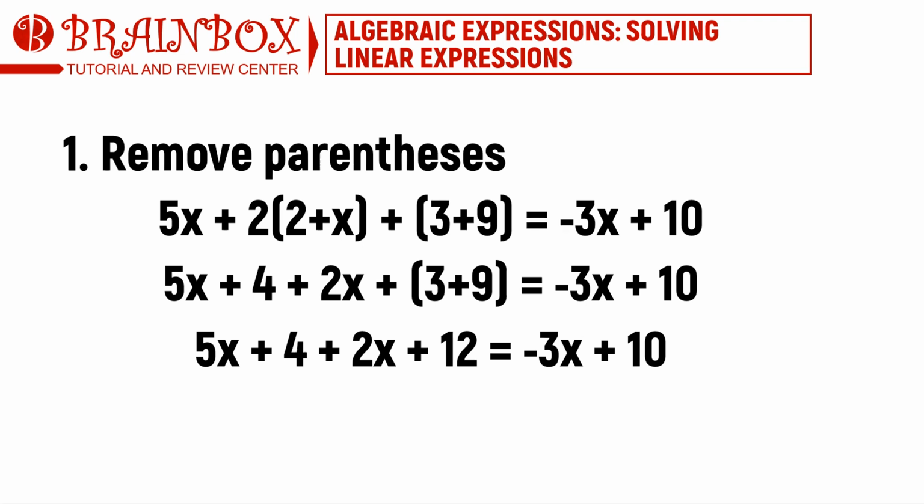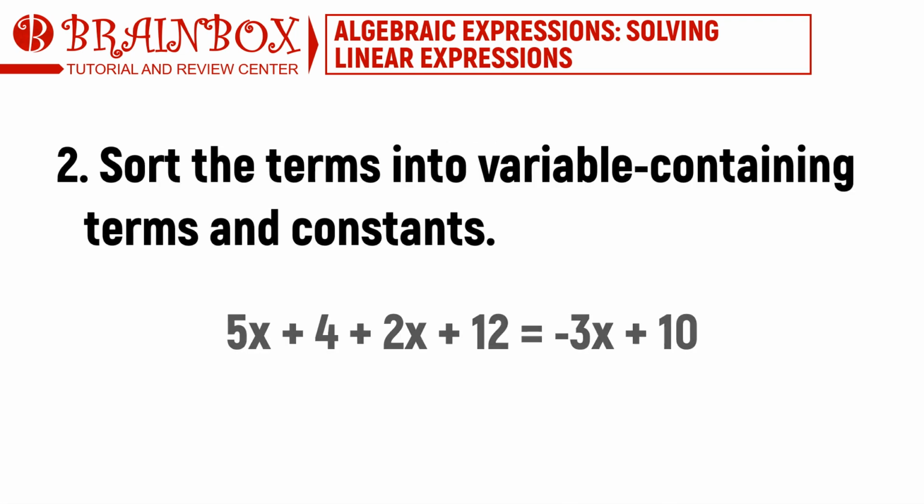The second step in solving linear expressions is to sort the terms. A term is a quantity separated by addition or subtraction operations. In our equation, you have 6 terms: 5x, 4, 2x, 12, negative 3x, and 10.